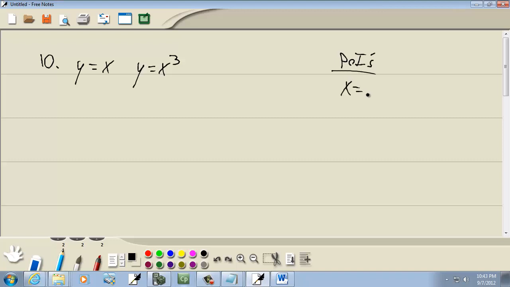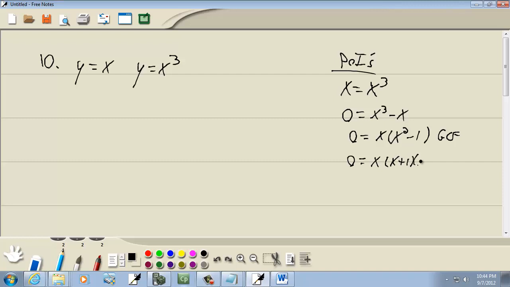So we'll set x is equal to x to the third. Take the x over, we get x to the third minus x. Factor an x out, that gives us x squared minus 1, that's GCF. And then this becomes x plus 1 times x minus 1, difference of two squares. Set each factor equal to 0, and we get x is equal to 0, x is equal to negative 1, and x is equal to positive 1.